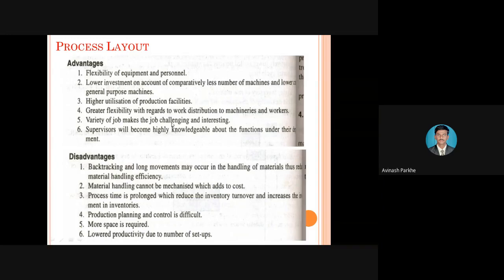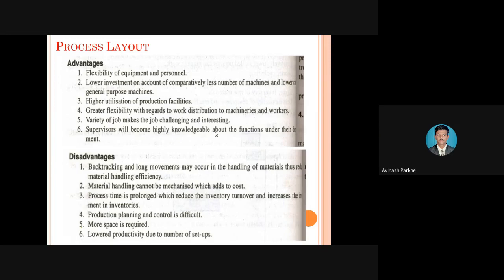Then greater flexibility with regard to the work distribution to the machines and the workers. So greater flexibility is there in that production. If you have to change the location of the lathe machines, immediately we can change it. If you have to change the location of the drilling machine, grinding machine, welding machine, immediately it can take place. So at that time, this process layout is very useful. Variety of jobs makes the job challenging and interesting. In this process layout, a variety of jobs can be manufactured.